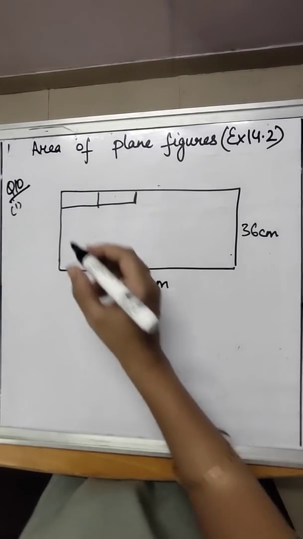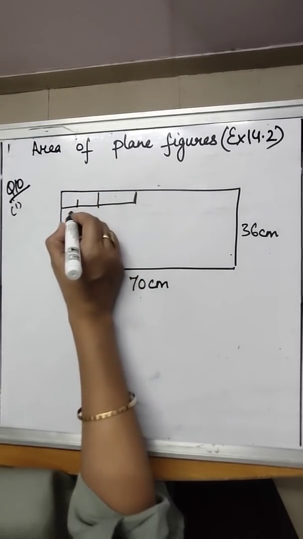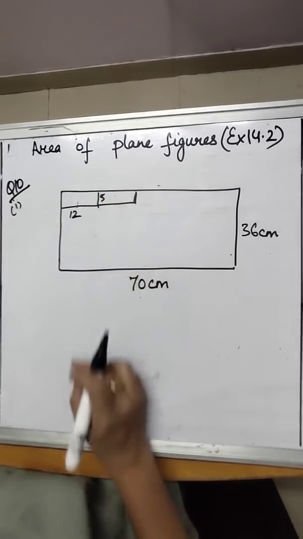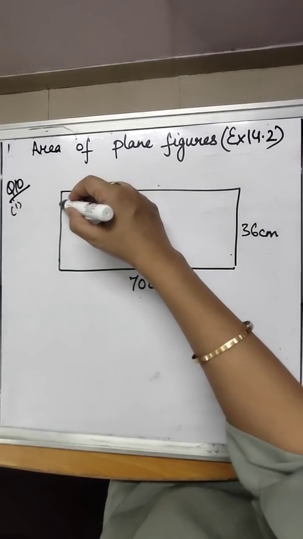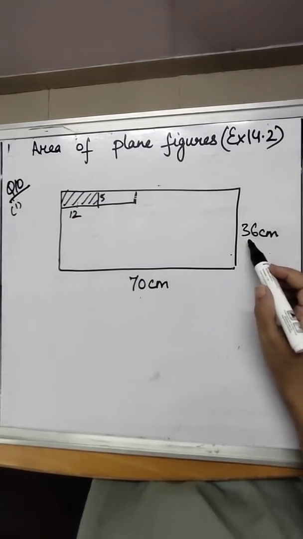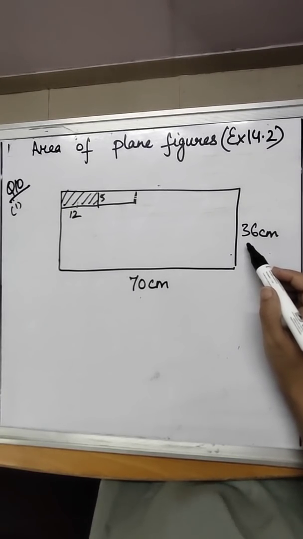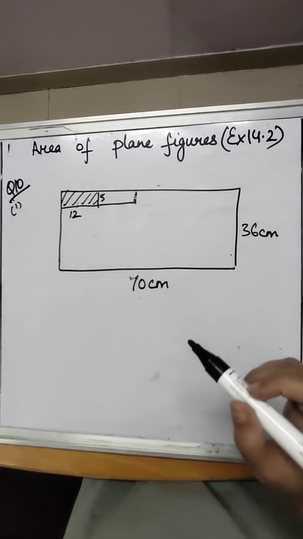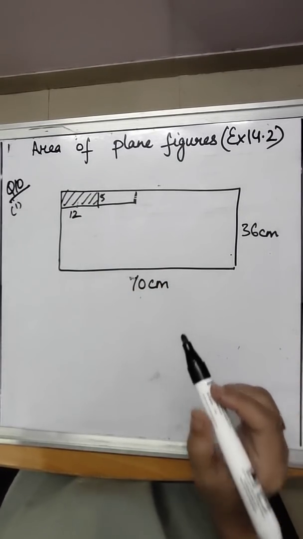Isn't it? Now, what is the measurement of each tile? It is 12 centimeter as length and 5 centimeter as breadth. So they have given you the measurement of one tile and you have the measurement of the entire rectangle, and they are asking you how many such tiles will be needed to cover the whole portion.